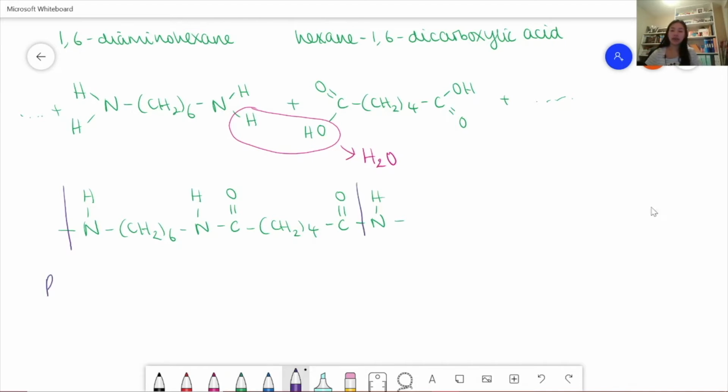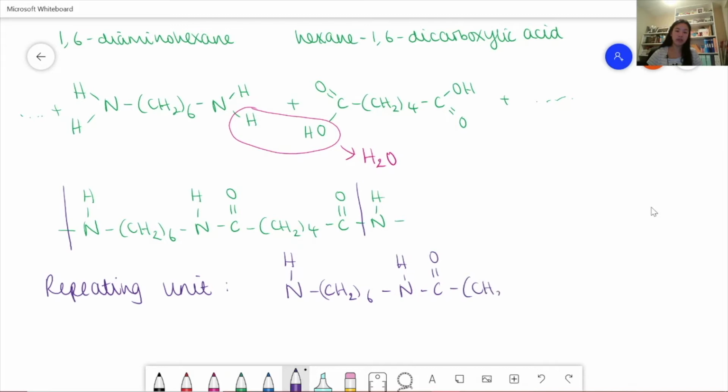And so the repeating unit would be NH CH2 6 NH C double bond O CH2 4 and then C double bond O. So this is our repeating unit for nylon 6,6.